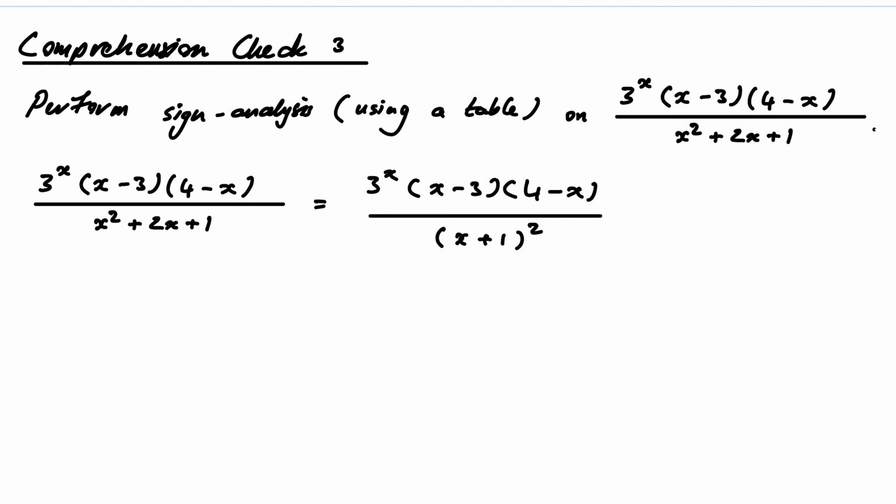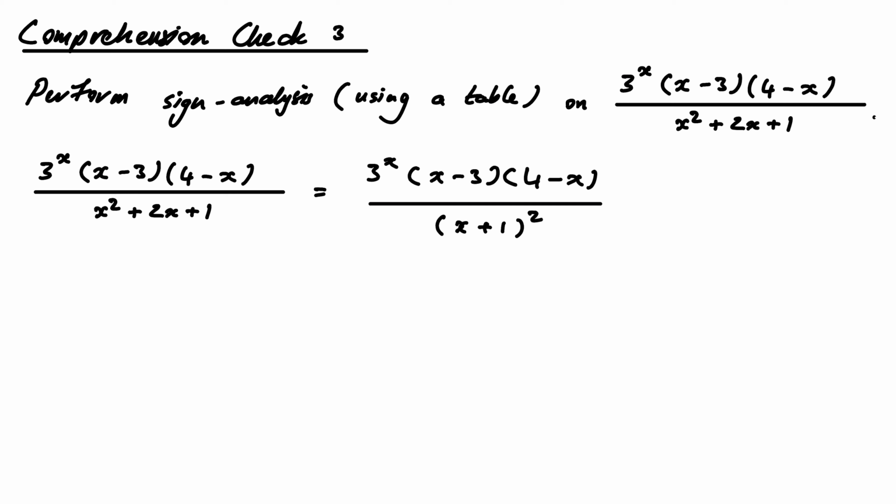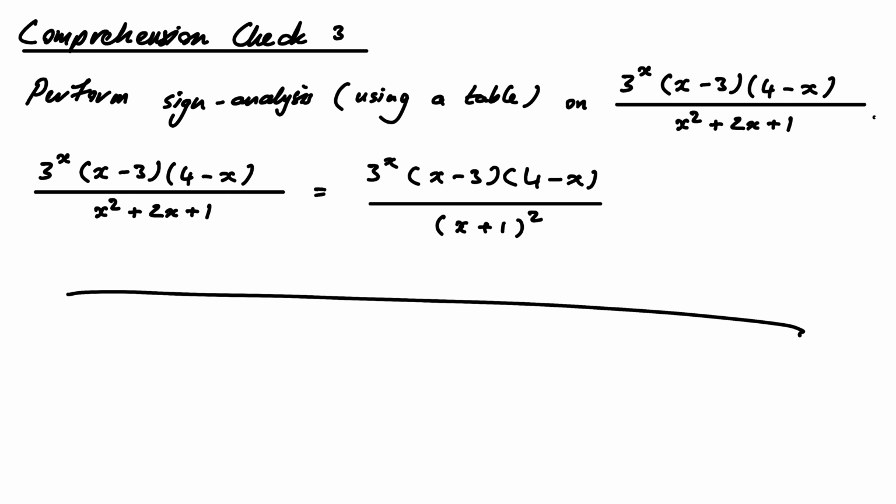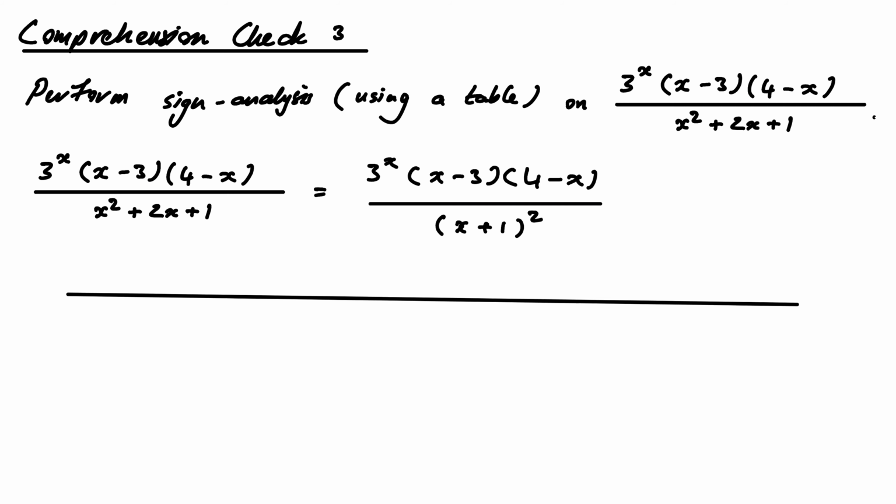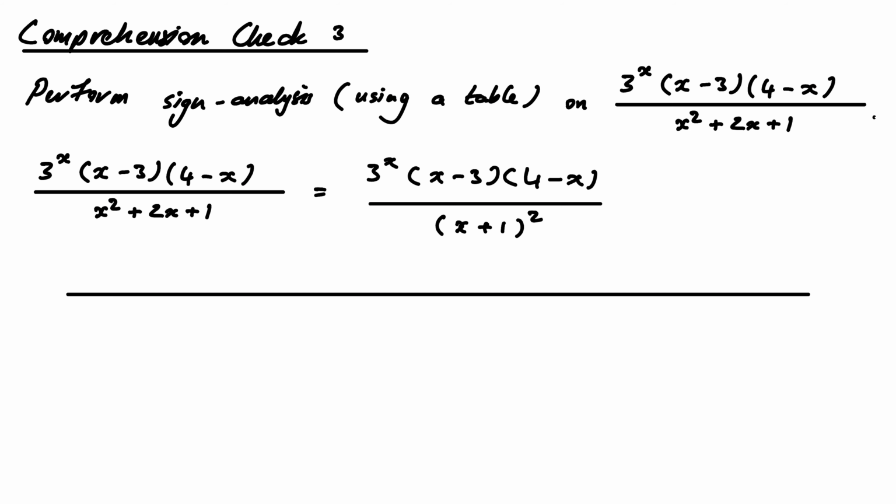So let's now draw a number line, which is where we're going to catalog the sign of the overall function. And then down the side here, let's write the factors. So what have we got? 3 to the x, x minus 3, we've got 4 minus x, and then we'll do x plus 1 squared.